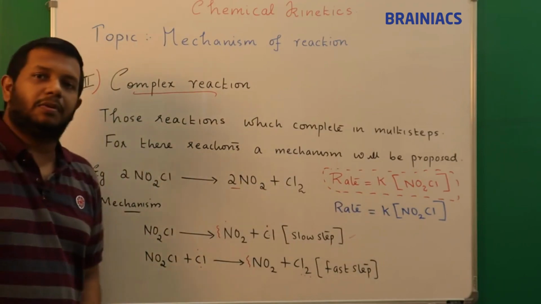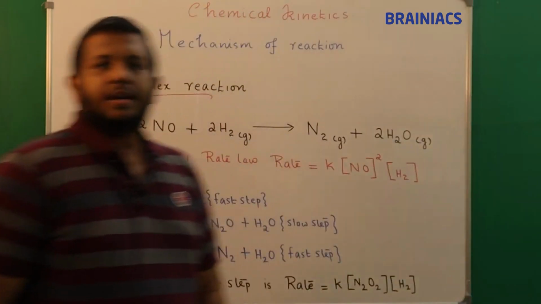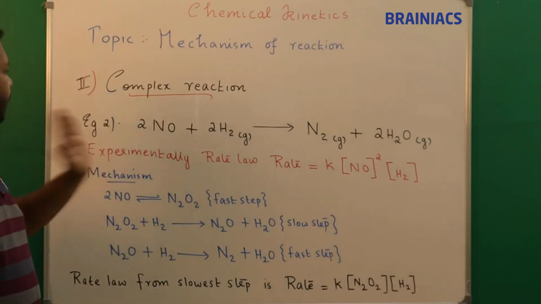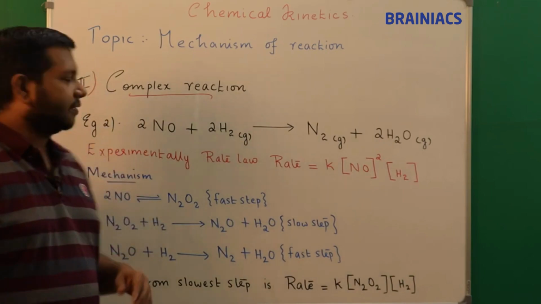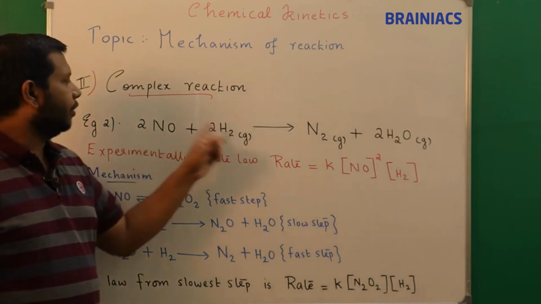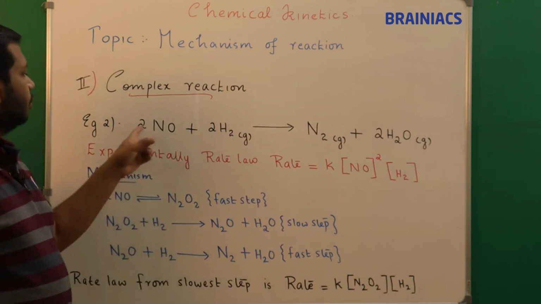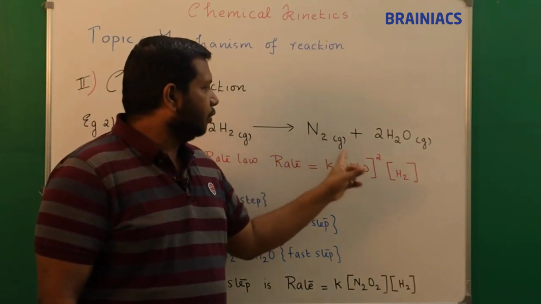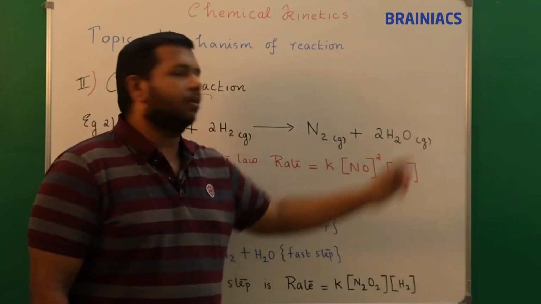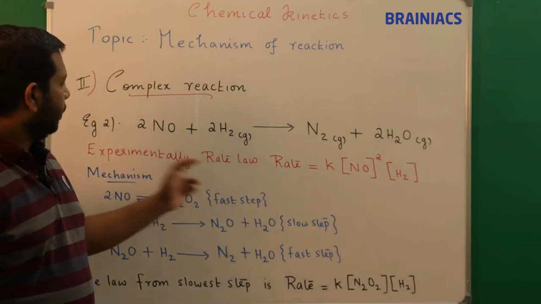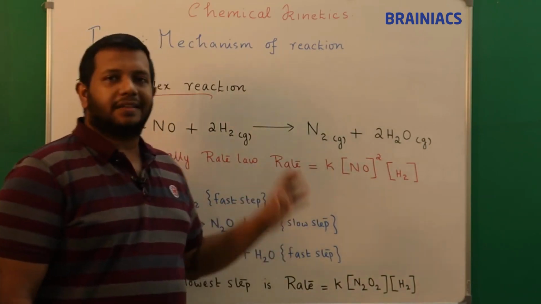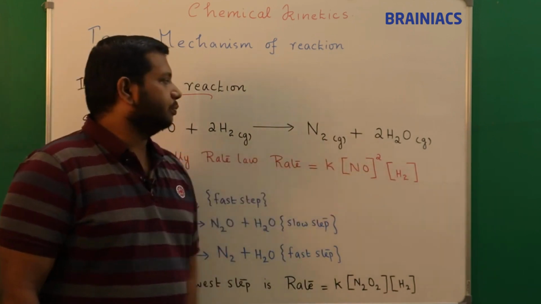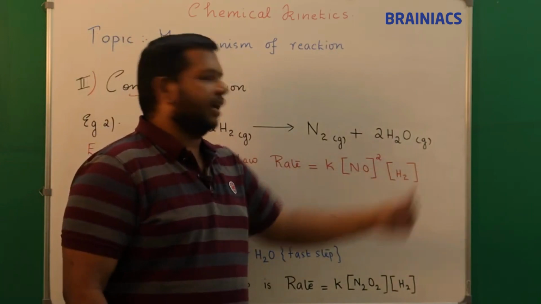Now we will see one more example to make you understand. Complex reaction, example 2. The second example is regarding the reaction of NO with H2. Here two molecules of NO react with 2H2 gas, giving nitrogen gas N2 and water vapor, 2H2O, in the form of gas. Experimentally the rate law was determined as rate is equal to K into [NO] square [H2]. The power of H2 is 1 actually.